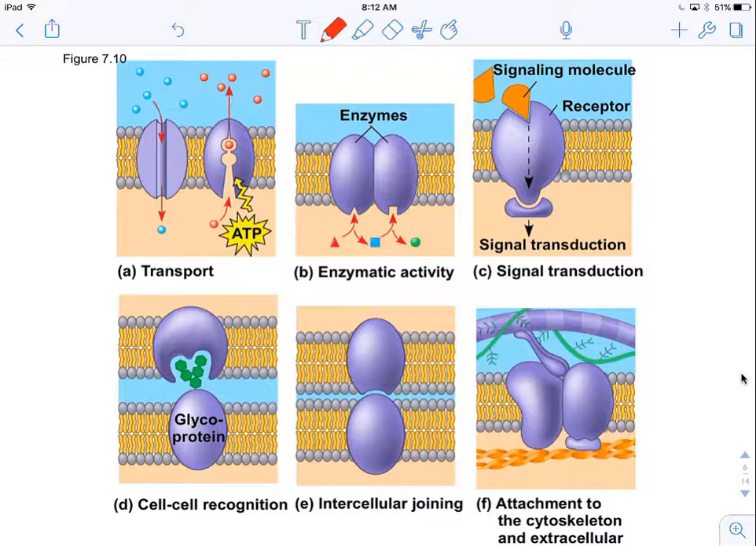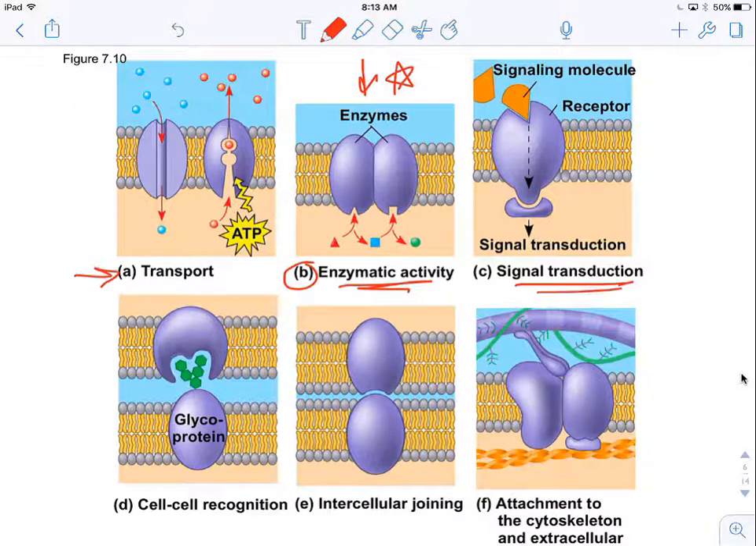So here's an example of this. Transport, show some ions getting through the plasma membrane via a channel protein or active transport. Enzymatic activity, enzymes can embed themselves in the membrane. We're going to see a lot of this when we talk about cellular respiration and photosynthesis, because membranes are very powerful things. As we go through the rest of this chapter and then talk about them again in chapter 9 and chapter 10 with cellular respiration and photosynthesis, membranes are very powerful. They are super fancy, very cool, and they help us to do a lot of things.